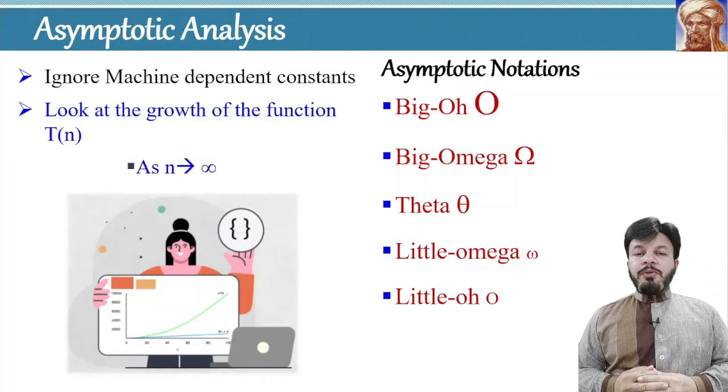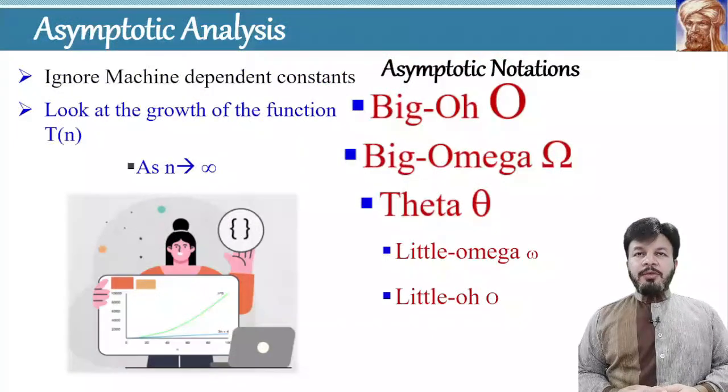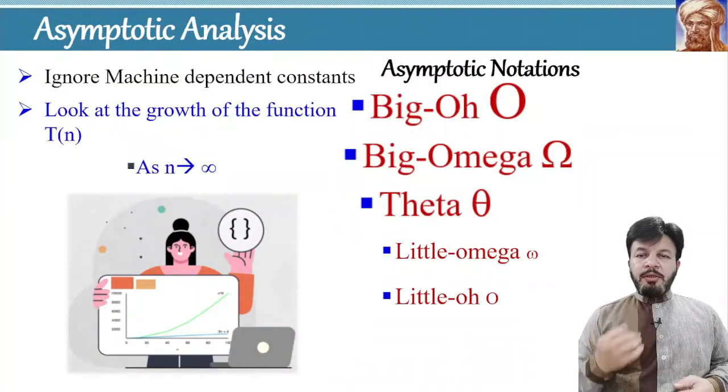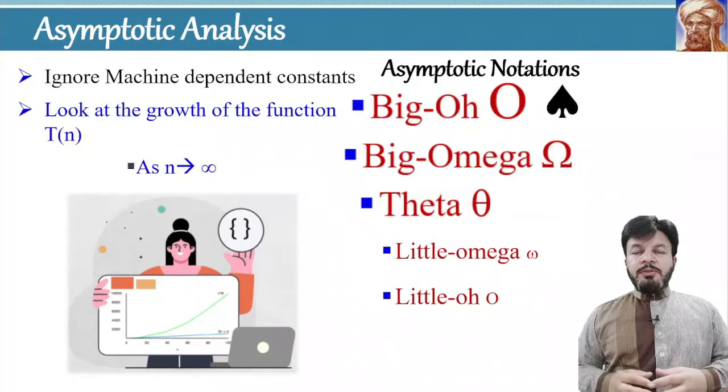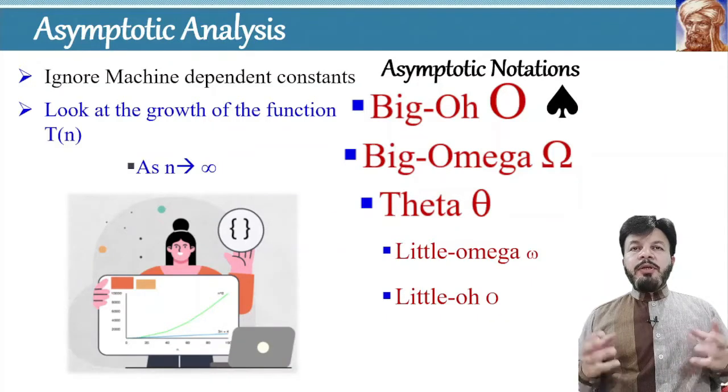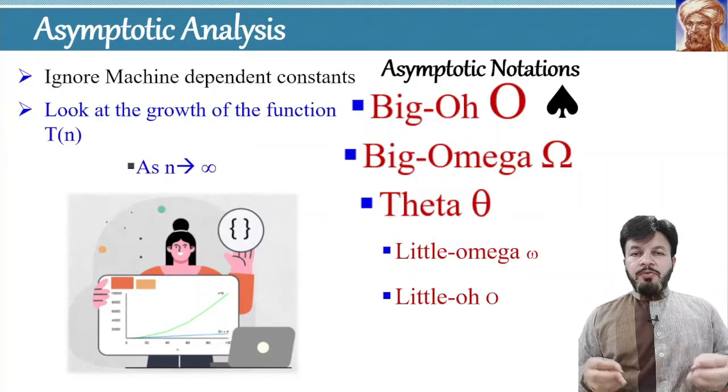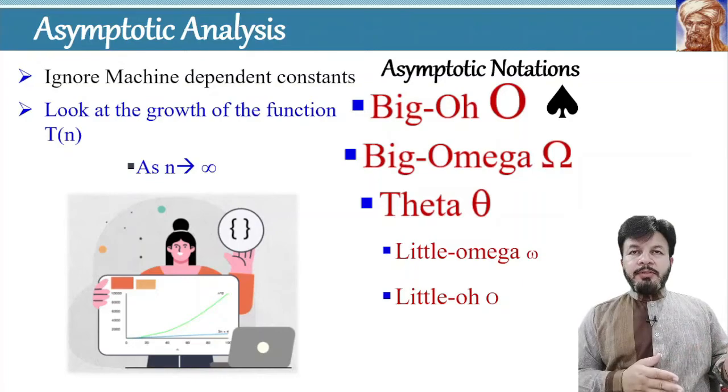Before we discuss the asymptotic analysis, we have to define some notations or functions. These notations are big O, big omega, theta, little o and little omega. These notations will be used to analyze the algorithms asymptotically. Most of the time, we consider these three notations, and out of these, big O is probably the most frequently used. As you will see in this course, most of the time we will discuss the big O notation. So we will define these notations and then take some examples.